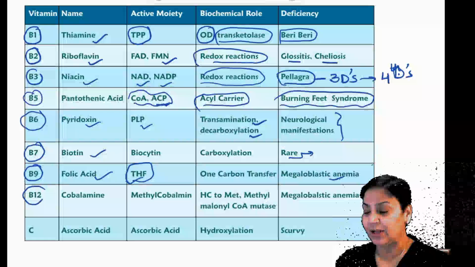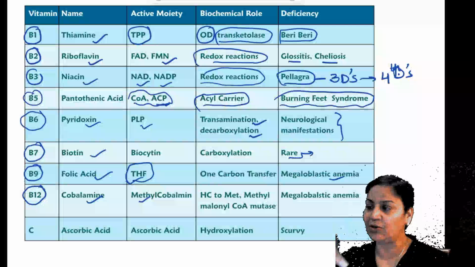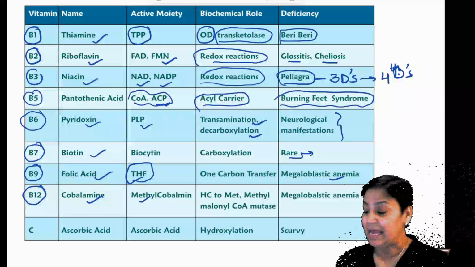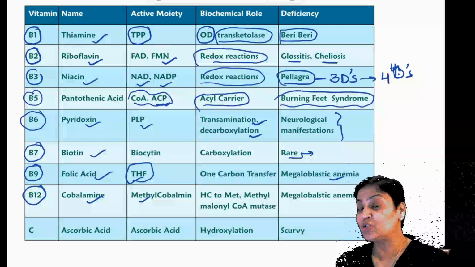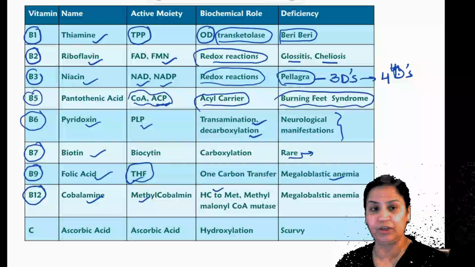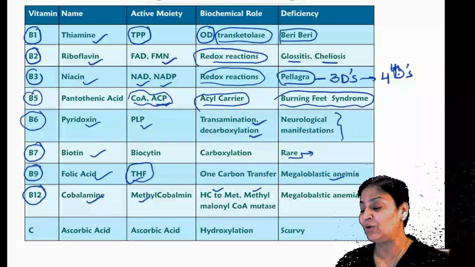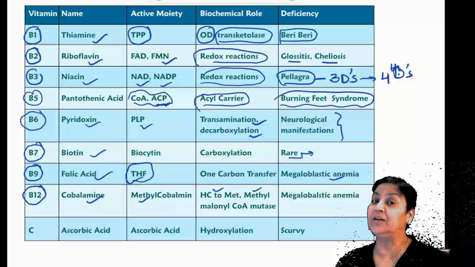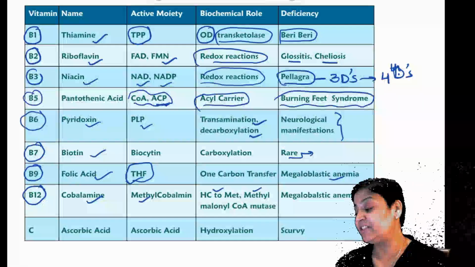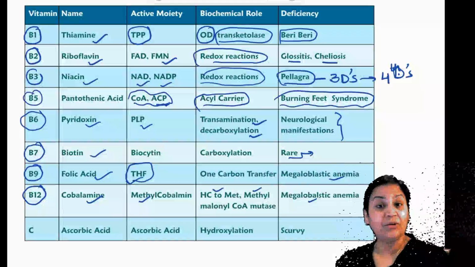Coming over to B12, cobalamin, it has a central metal surrounded by 4 tetrapyrrole rings. So if it has methyl, it is methylcobalamin. And there are again so many important reactions catalyzed by B12. One is homocysteine to methionine, and it is a coenzyme for methylmalonyl coenzyme A mutase, which converts methylmalonyl CoA into succinyl coenzyme A, and deficiency leads to megaloblastic anemia and homocystinuria also.